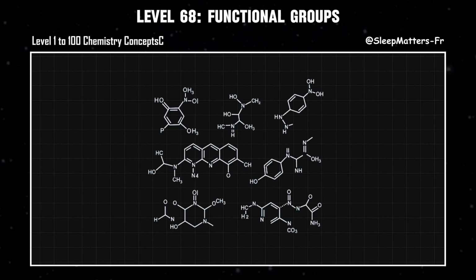These small changes mean everything. They decide whether a molecule is sweet or sour, safe or dangerous, solid or liquid. They decide whether something can heal you or harm you. They are the switches that control the behavior of chemicals. Functional groups are the reason the world of chemistry is not just about simple carbon chains. They are the keys that unlock a world of possibilities.